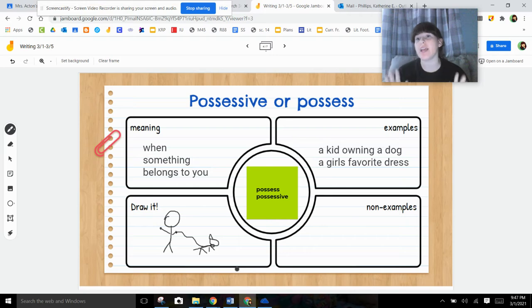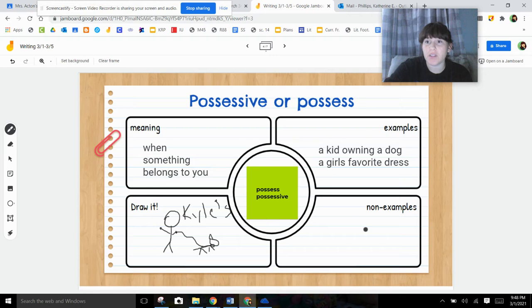So whatever their name is, you would have apostrophe S at the end of it to show that dog belongs to them. So let's say that his name is Kyle. You would say Kyle apostrophe S. Kyle's dog is how you'd say it. And now the non-examples.